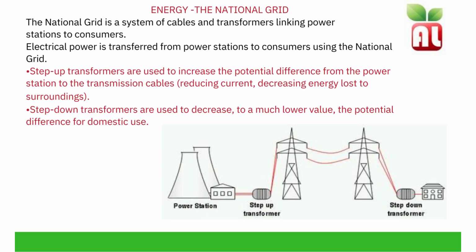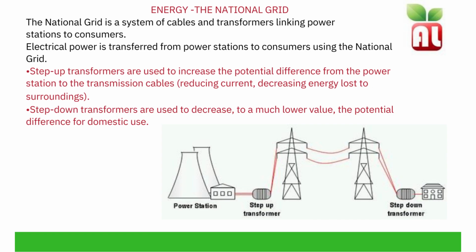The national grid. The national grid is a system of cables and transformers linking power stations to consumers. Electrical power is transferred from power stations to consumers using the national grid. Step-up transformers are used to increase the potential difference from the power station to the transmission cables. This reduces the current, which decreases the energy loss to the surroundings.